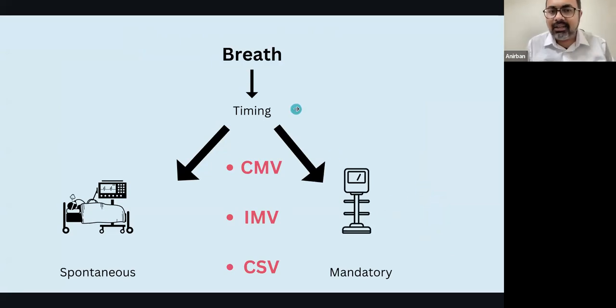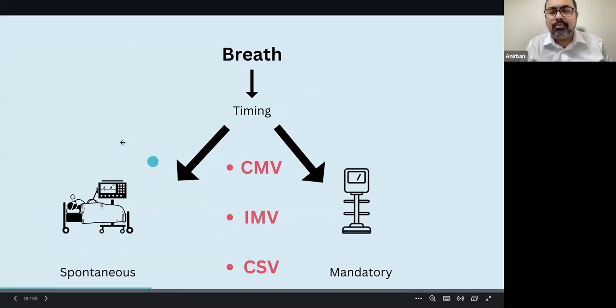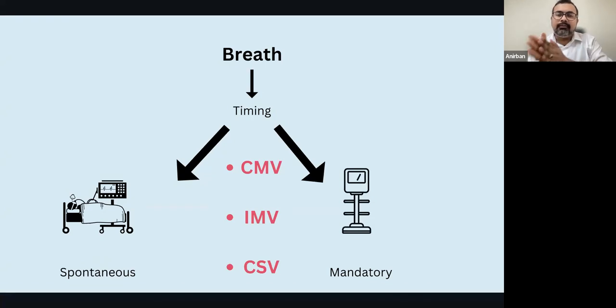So what is the trigger? The trigger should be patient trigger. What is the cycling? The cycling variable should be flow cycle. Once the inspiratory flow decays to a certain level, the ventilator cycles into expiration. So this is the spontaneous mode, where the patient has control over the initiation and termination of the inspiration. So this is a spontaneous breath.